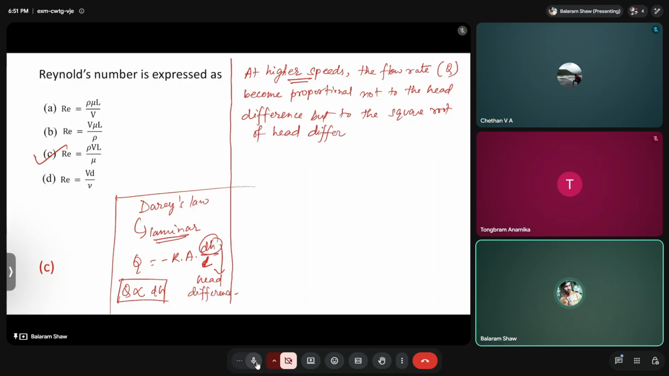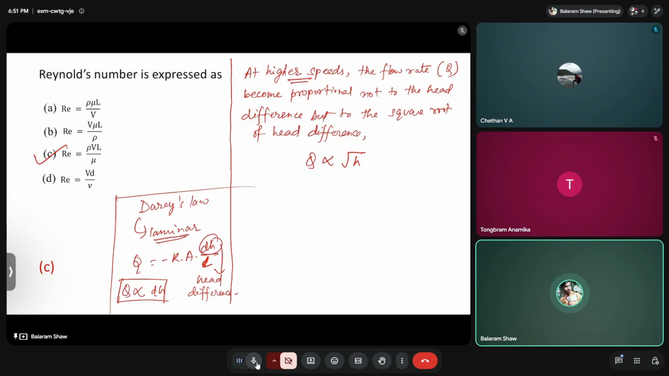Okay, so mathematically we can write it as Q is proportional to root H, or root DH, whatever you say. Although Darcy's law is applicable to most of the flows of groundwater found in nature, the higher flow speed that occurs immediately around the well will result in head losses which increase in a square relationship.